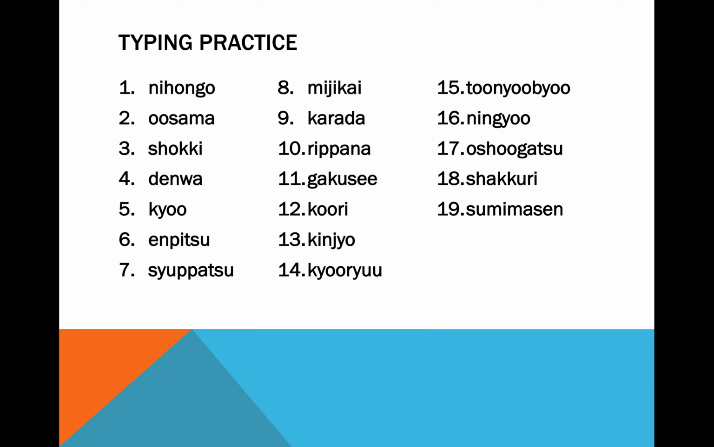10. 立派な means fine or magnificent. 11. 学生 means student. 12. 氷, ice. 13. 近所, neighborhood. 14. 恐竜, dinosaur. 15. 糖尿病, diabetes. 16. 人形, doll. 17. お正月, New Year. 18. しゃっくり, hiccups. 19. すみません, excuse me or sorry. Stop the screen and try to type those words in hiragana.